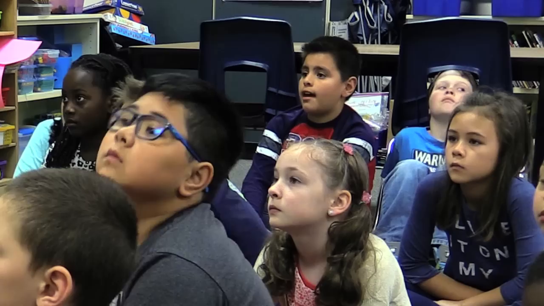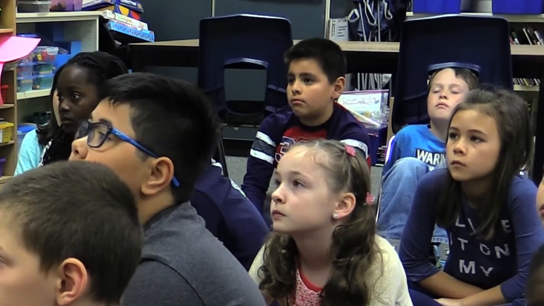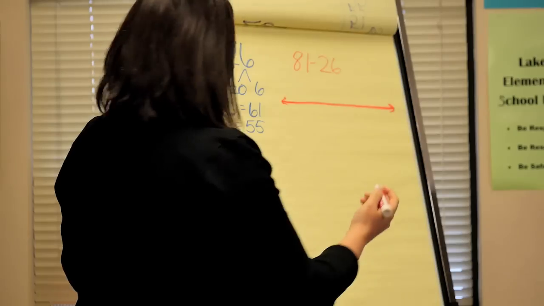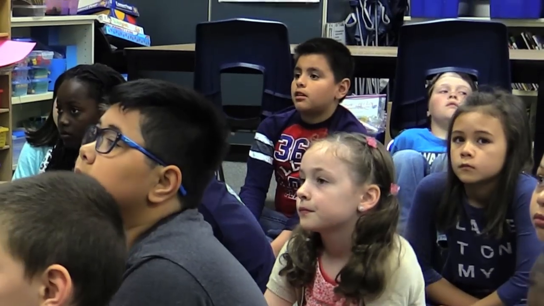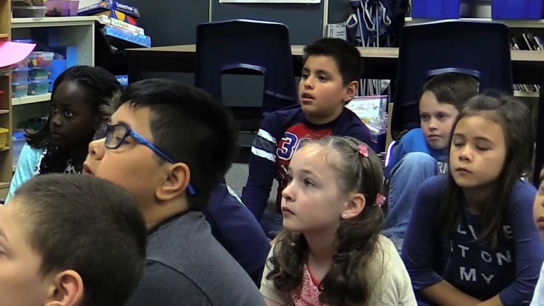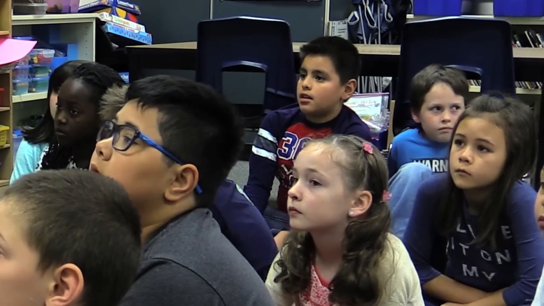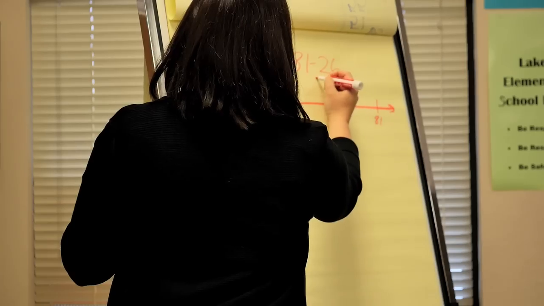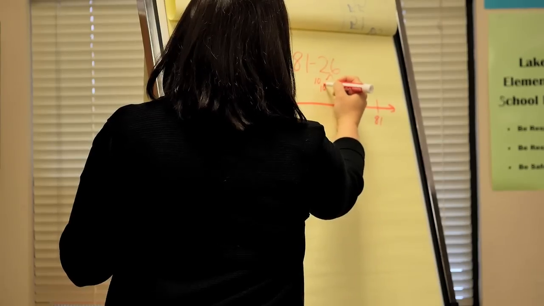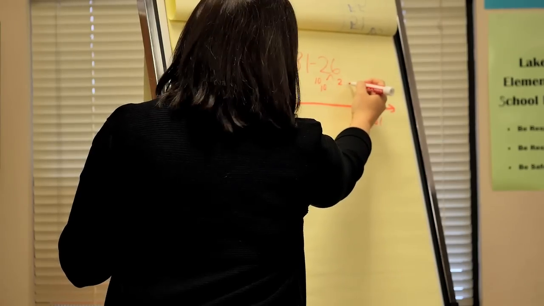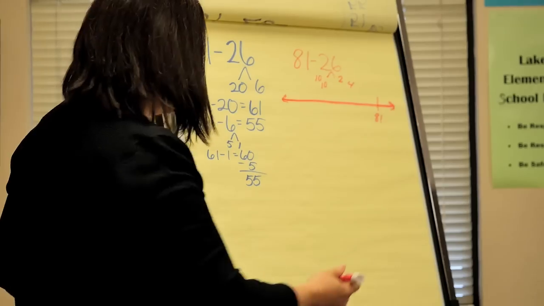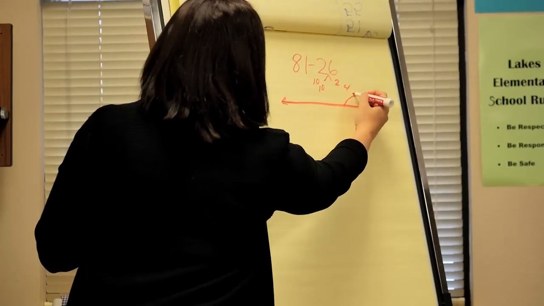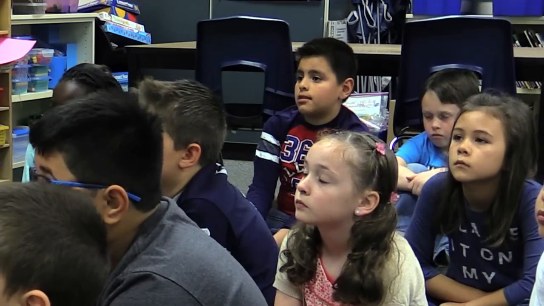I started at 81. And on the left or the right? Right. Okay. I split up the 26 into 10 and 10 and 2 and 4. A 10 and a 10 and a 2 and a 4? And then I minus 10. That got me to 71.